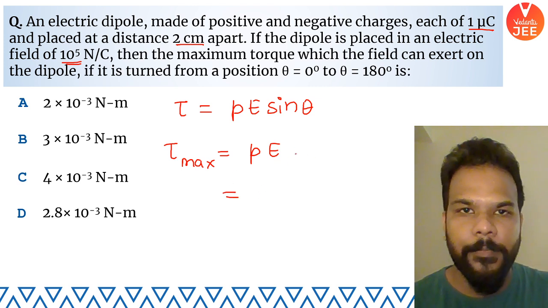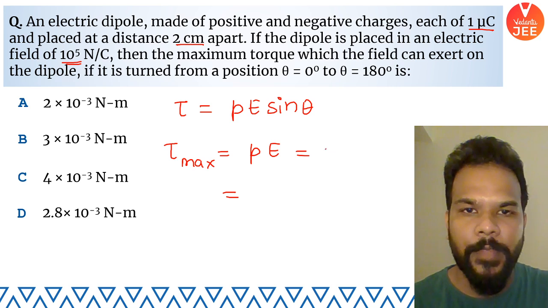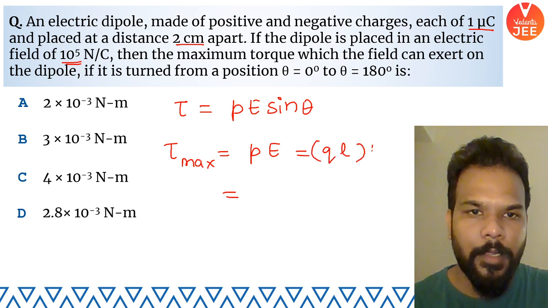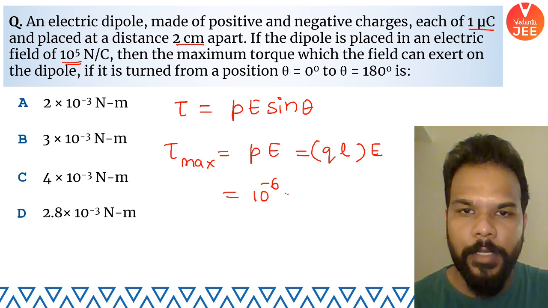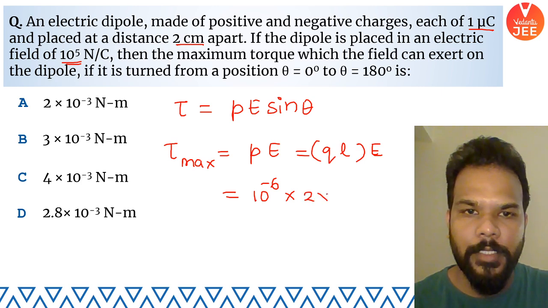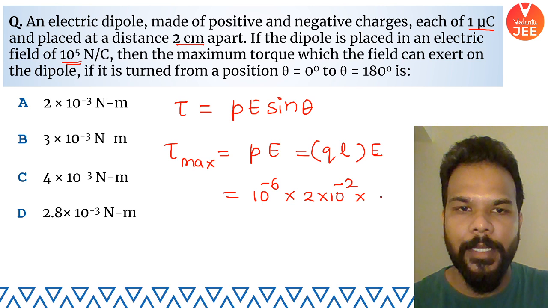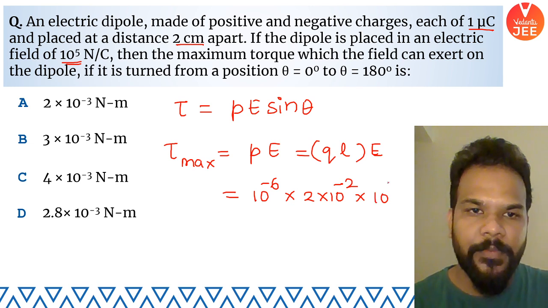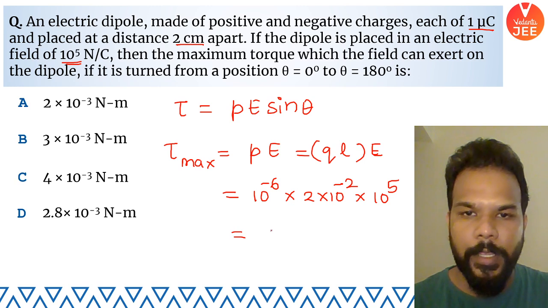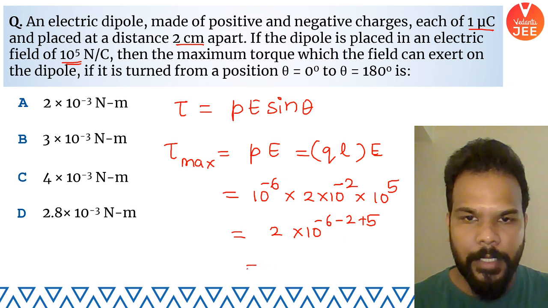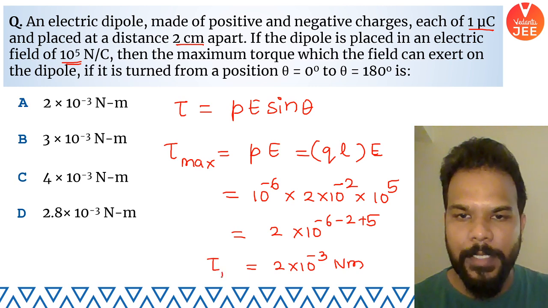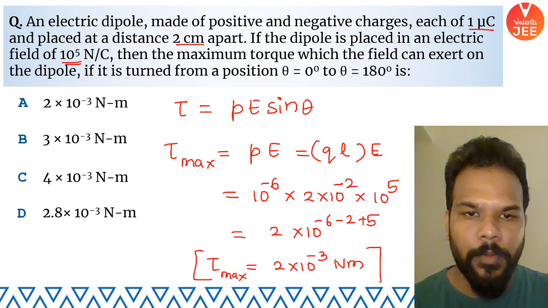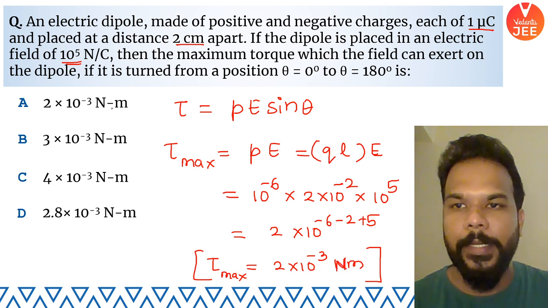So let's calculate it. For this, it is p into E that we are looking for, which is q into L into E. The charge is 1 microcoulomb, so 10 to the power minus 6. Separation between the charges is 2 centimeters, so 2 into 10 to the power minus 2 to convert it into meters. And the electric field is 10 to the power 5 newton per coulomb. So I have 2 into 10 to the power minus 6 minus 2 plus 5, and the answer is 2 into 10 to the power minus 3 newton meter. That's the maximum torque when the dipole is rotated from 0 degree to 180 degree.